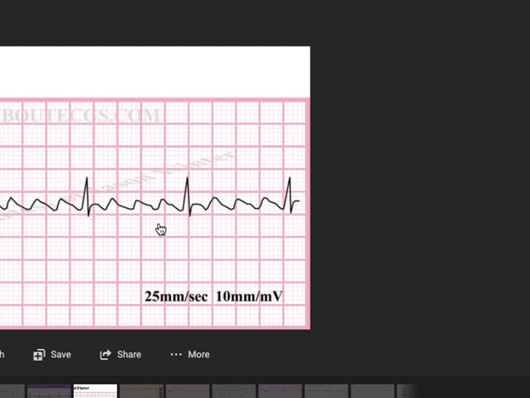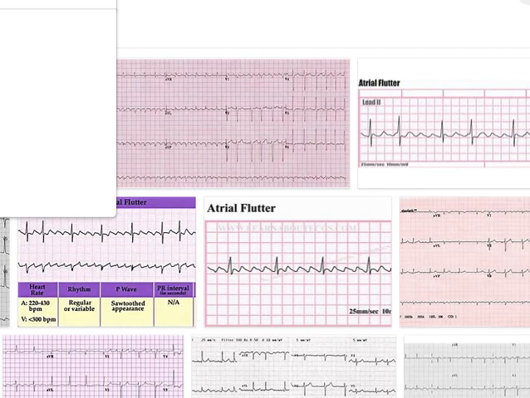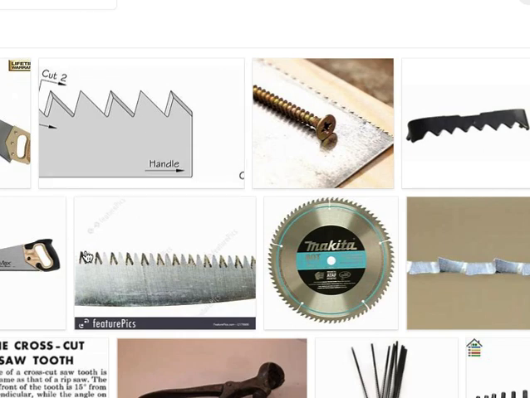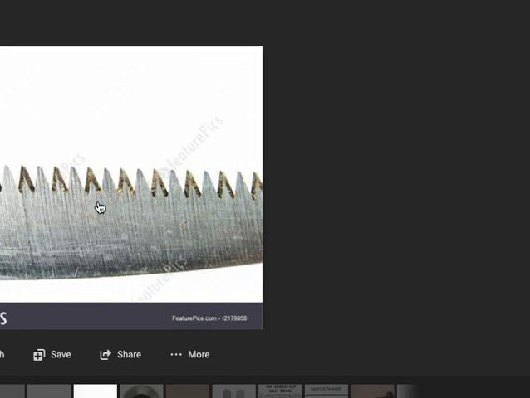However, the ECG shows the presence of flutter waves, F waves. These are flutter waves. We also call it sawtooth. Sawtooth is like what they use to cut big logs. I will show you, this is the sawtooth. When they wanted to cut the logs, they used a blade like this.